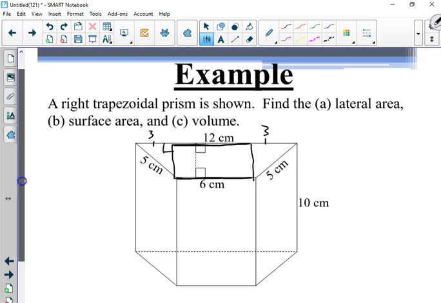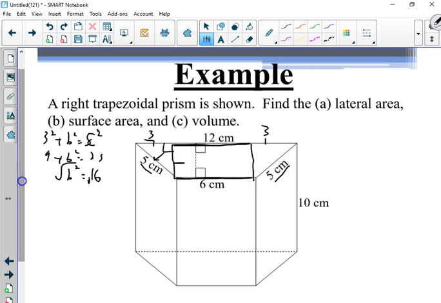Now, what we have here, we're trying to find this right here, the height of the trapezoid. That's an isosceles trapezoid you see from 5 and 5. So we're trying to find the height. We have a 3 and we have our c of 5. So we do 3 squared plus b squared equals 5 squared. So that's 9 plus b squared equals 25. B squared equals 16. Square root. B is 4. So our height is 4.